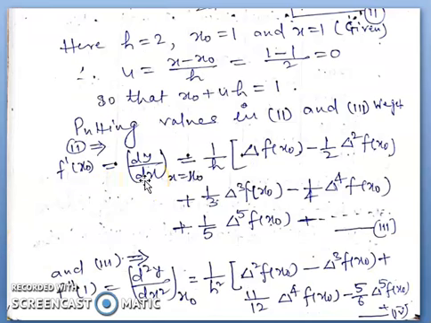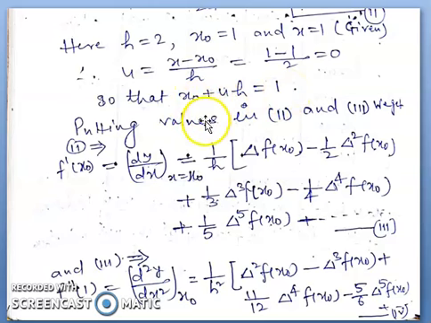Say in the problem, here h means interval of x, that means 2, and the initial value of x is 1, that means x0 equal to 1, and we have to calculate the value around x equal to 1. It is given. So what is u? u is (x minus x0) divided by h. So it becomes (1 minus 1) divided by 2, that means 0. So x0 plus uh equal to 1, because x0 equal to 1 and the uh part is 0.